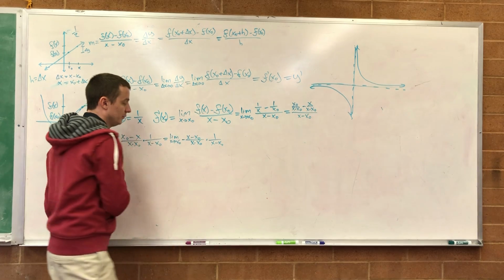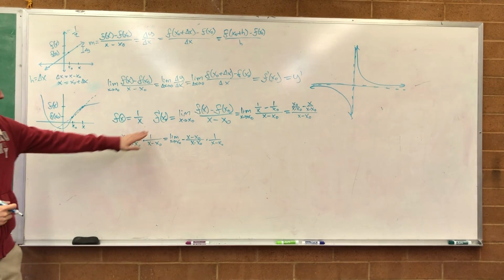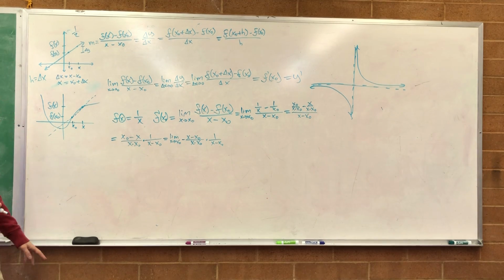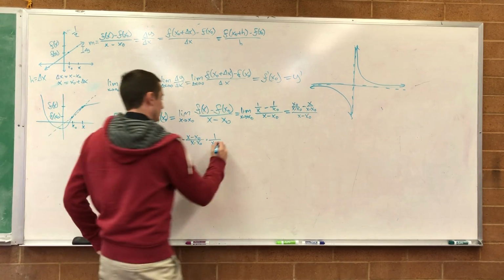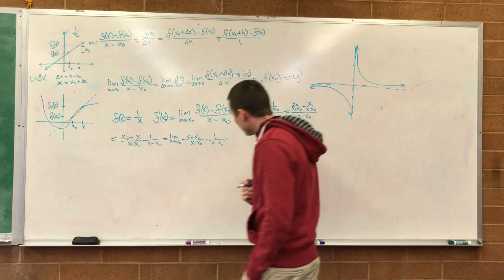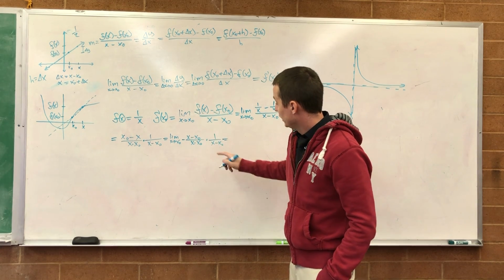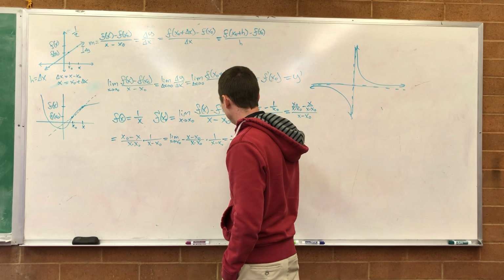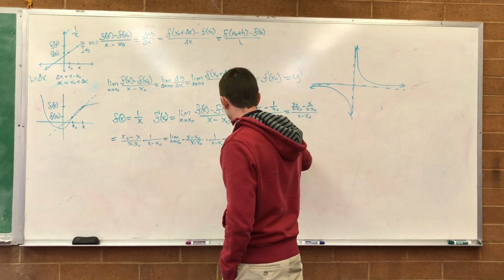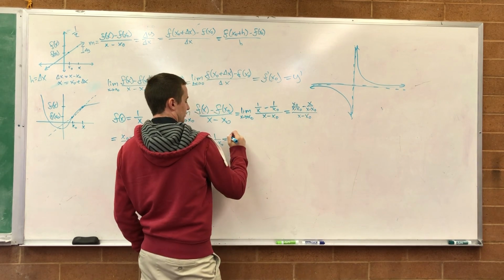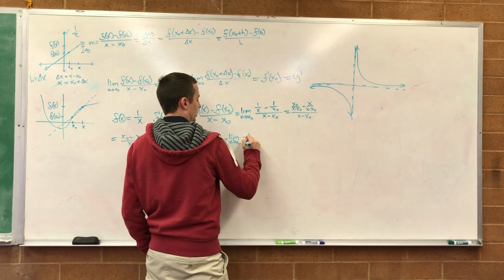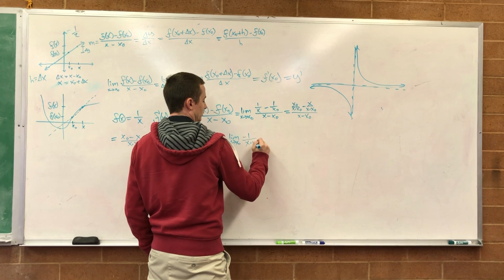Oops, this is f prime of x naught, because we're finding the slope at x naught. Anyways, so this is equal to, cancel that out top and bottom. I'm just going to put the negative with the 1 there. So it's negative 1 over x times x naught, with the limit as x approaches x naught.